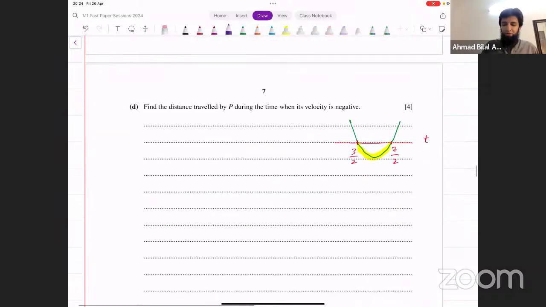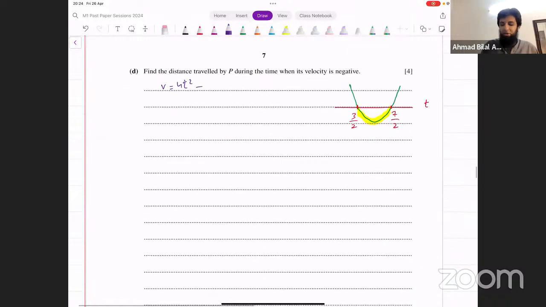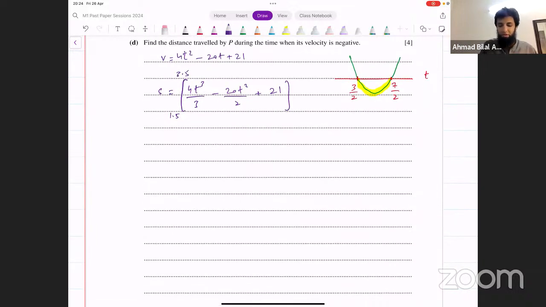What's the velocity function? The velocity function is 4t squared minus 20t plus 21. Just integrate it, and that gives 4t cubed divided by 3 minus 20t squared over 2 plus 21t. And now input the limits from 3/2, you can say 1.5, to 7/2, that's 3.5. That will give you the displacement from 3/2 to 7/2. That will be the same as the distance traveled in this part, because there's no change in direction. If the direction is not changing, displacement and distance are the same.